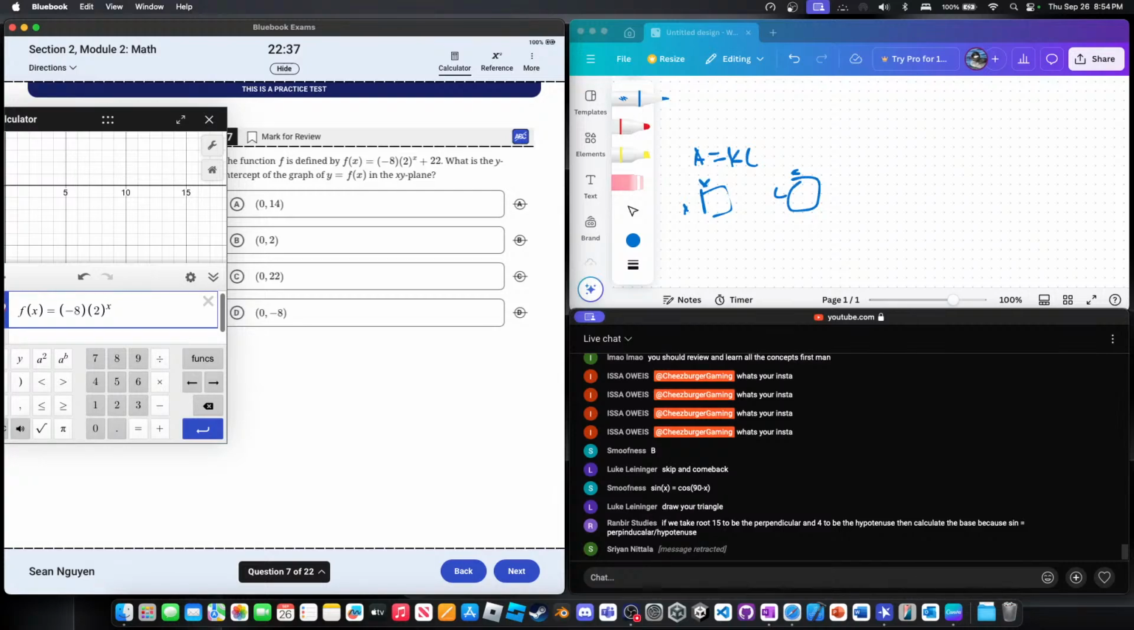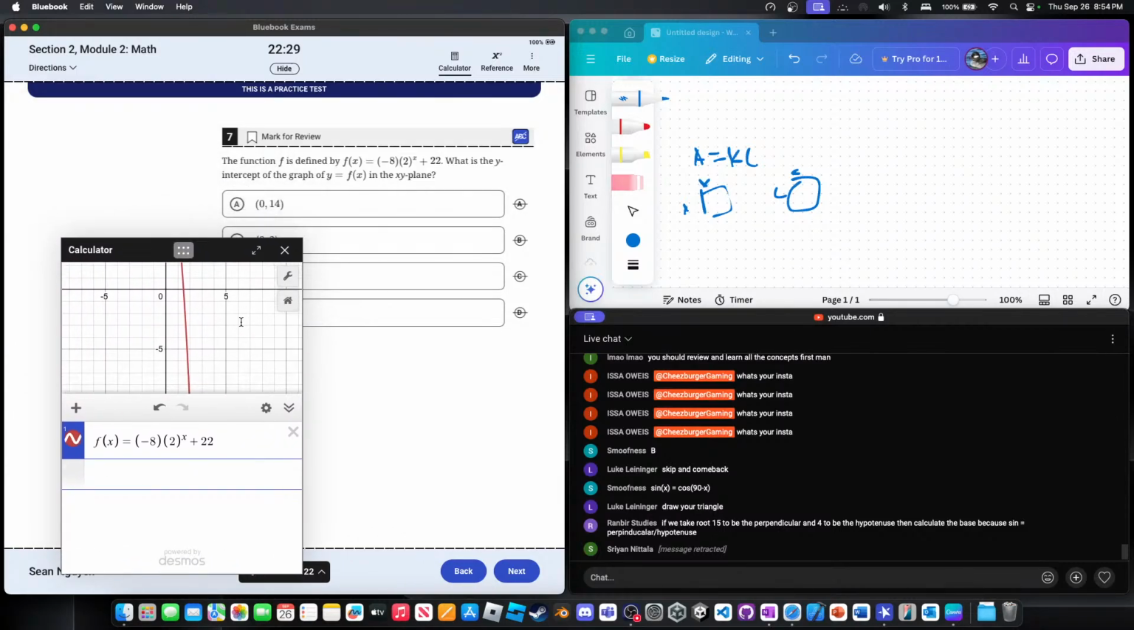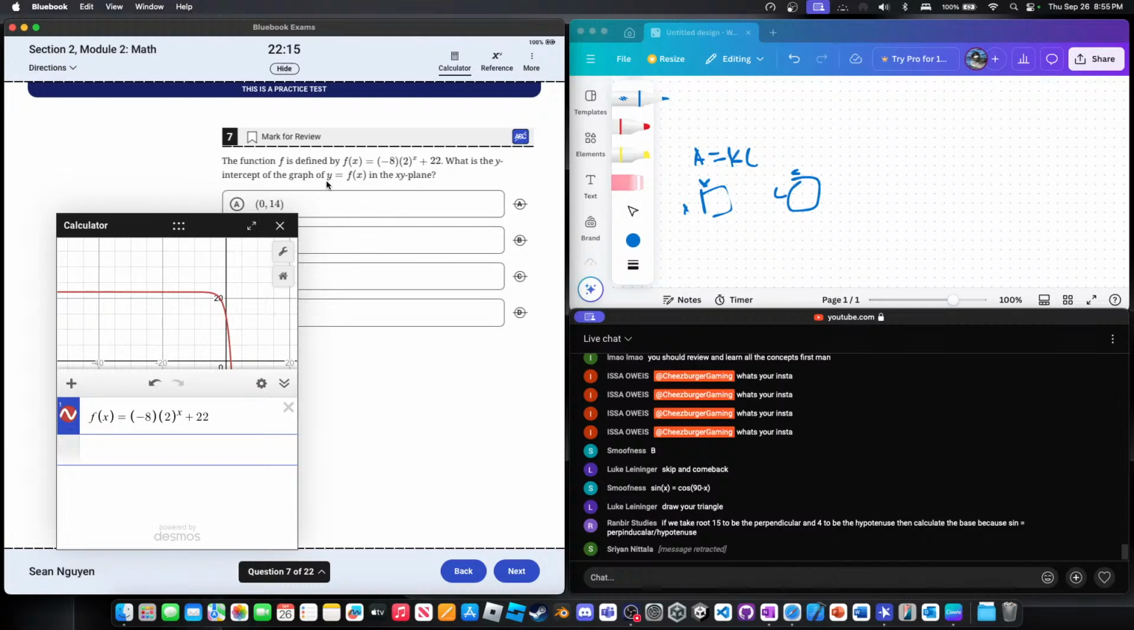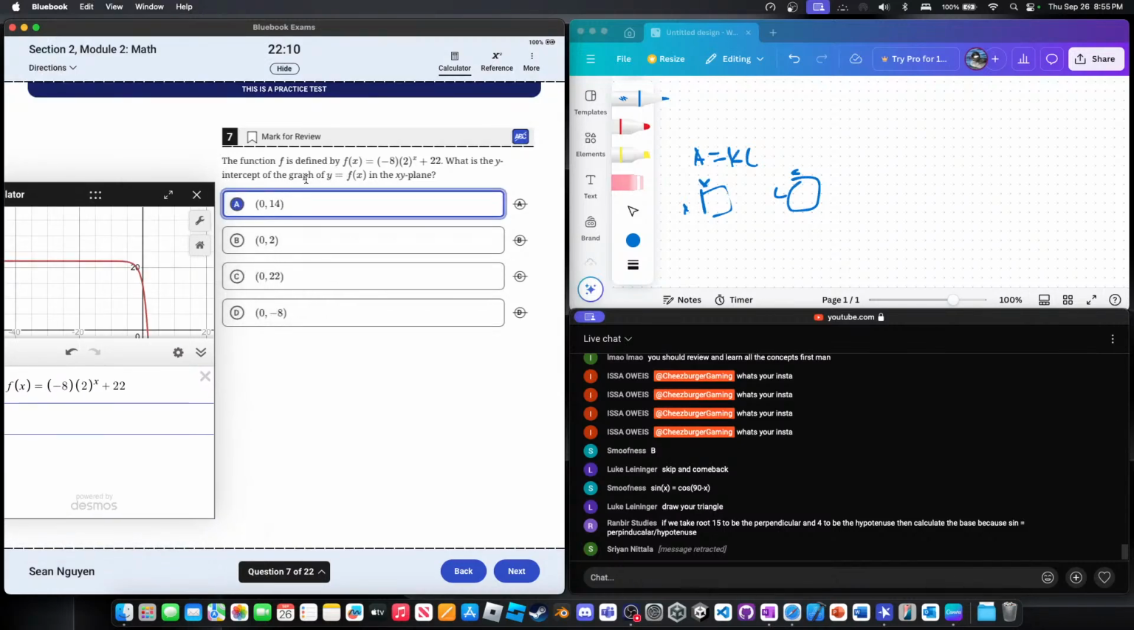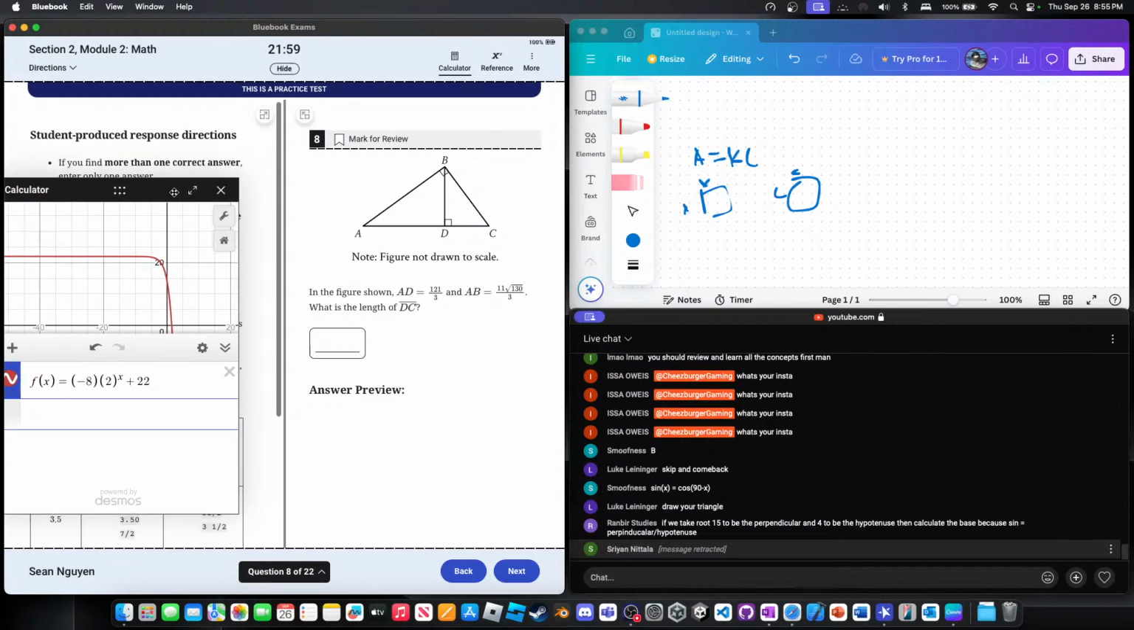10 to the power of x plus 22. Okay. What is the y-intercept of the graph y equals f of x? 0.14. Let me double check. What is the y-intercept of the graph y is equal to f of x? 0.14, right? Is that right, guys? Yes, Ranbeer. I don't know why it took me so long to figure that out.